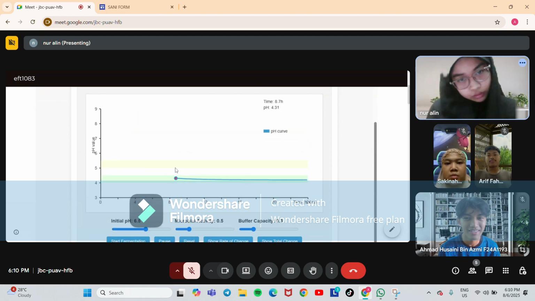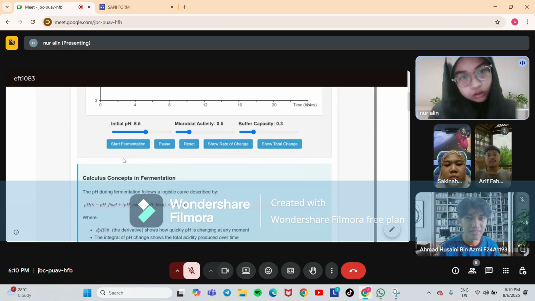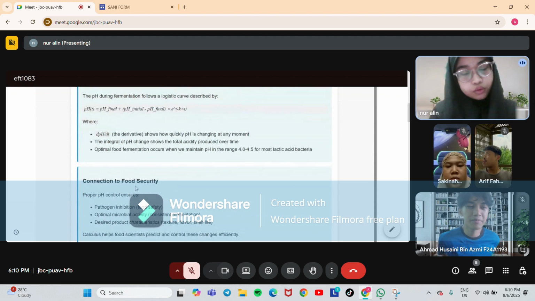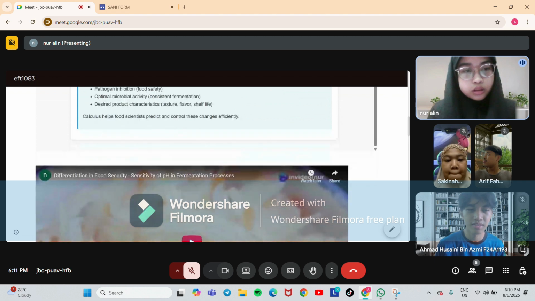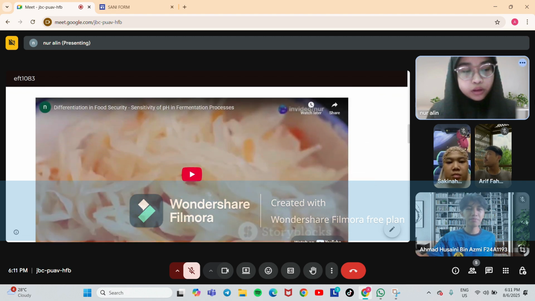Wow, I told you. Haven't tried it, maybe. So this is the calculus concept in fermentation, and this is the connection to food security. It has only one proper slide. pH control ensures optimal microbial activity and the desired product characteristics. Just one graph. The second part is not the moving one, it's the video.